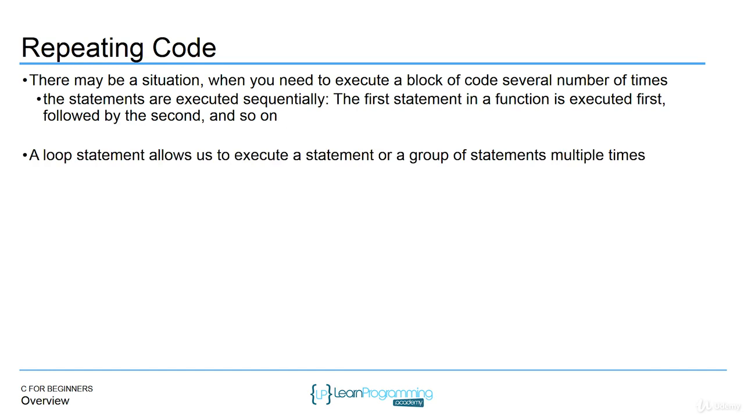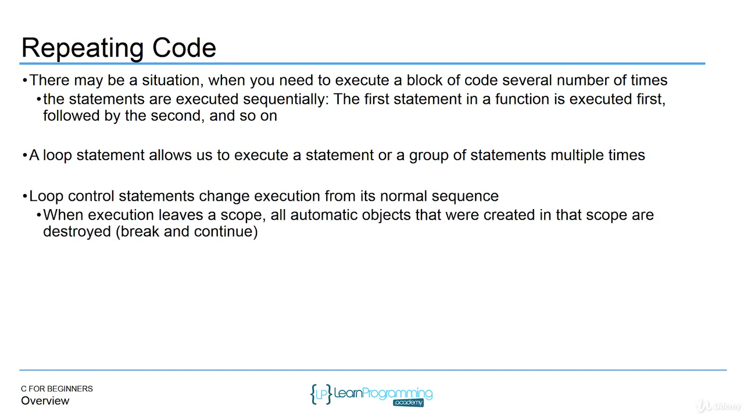So a loop statement allows us to execute a statement or a group of statements multiple times without having to actually have each statement repeated that many times. Loop control statements change execution from its normal sequence. When execution leaves the scope, all the automatic objects that were created in that scope are destroyed. Okay, this is talking about scope in relation to variables, and basically saying that when you're in the body of a loop and you have local variables, you're not going to be able to access them outside of the loop.